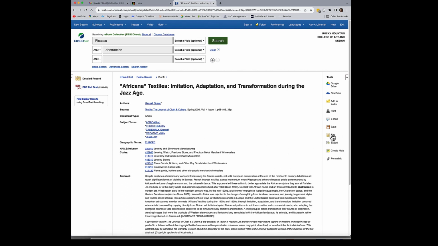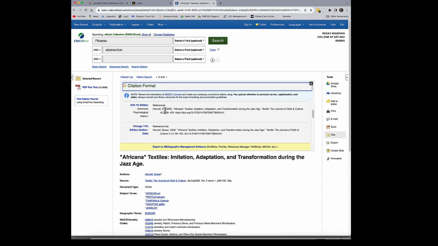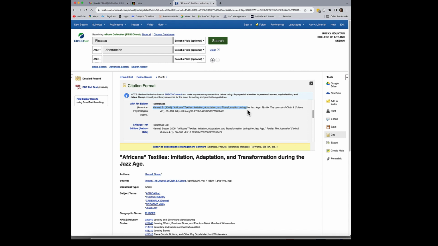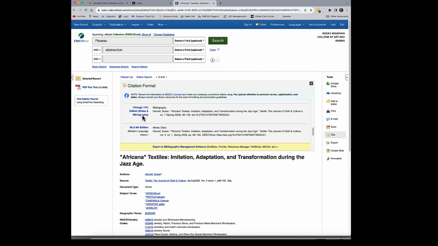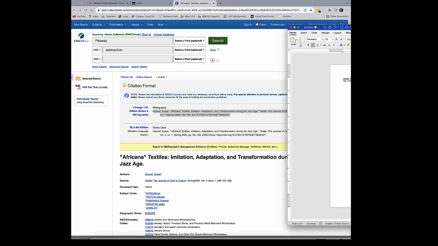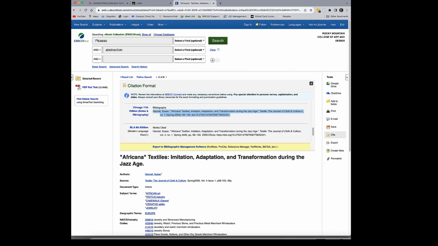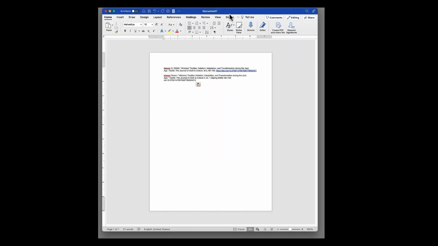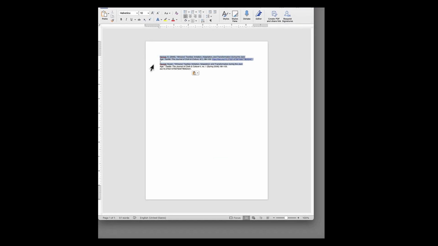And then I'm going to go ahead and click on the Cite button, and I am going to scroll to the APA citation, and I am going to scroll to the Chicago Notes and Bibliography citation right there. And we are going to take a look at those separately. All right, so I put the two citations in a Word document, and I'm going to go ahead and erase the formatting so that I can take a look at them next to each other.